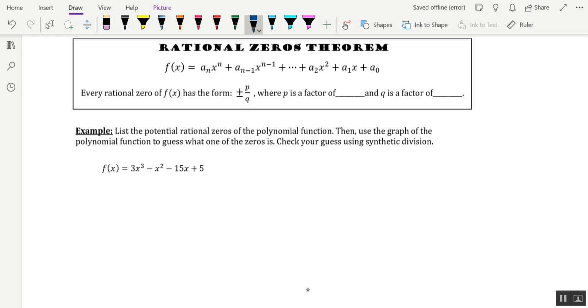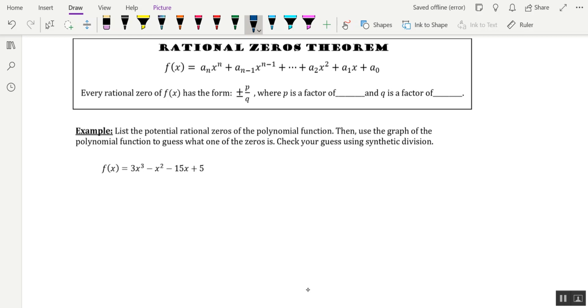In this video, I'm going to discuss the rational zeros theorem and show an application of it. So the rational zeros theorem is, I would say, an underrated result in algebra. And let me explain why.